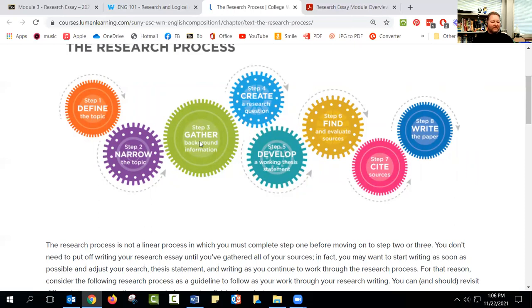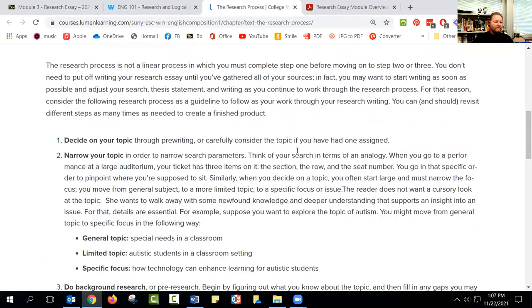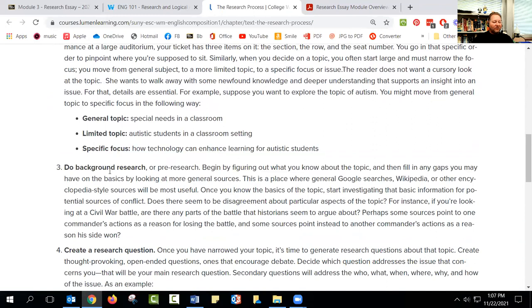So now you need some more background information. Maybe you found something in one of your sources that you didn't fully understand, and you have to go find more information about that or define that thing in order to keep moving forward with the process, right? It's not a straight, start here, go here, go here, go here, and finish, right? It's a constant kind of back and forth throughout the process, okay? But this is basically what you want to do, right?